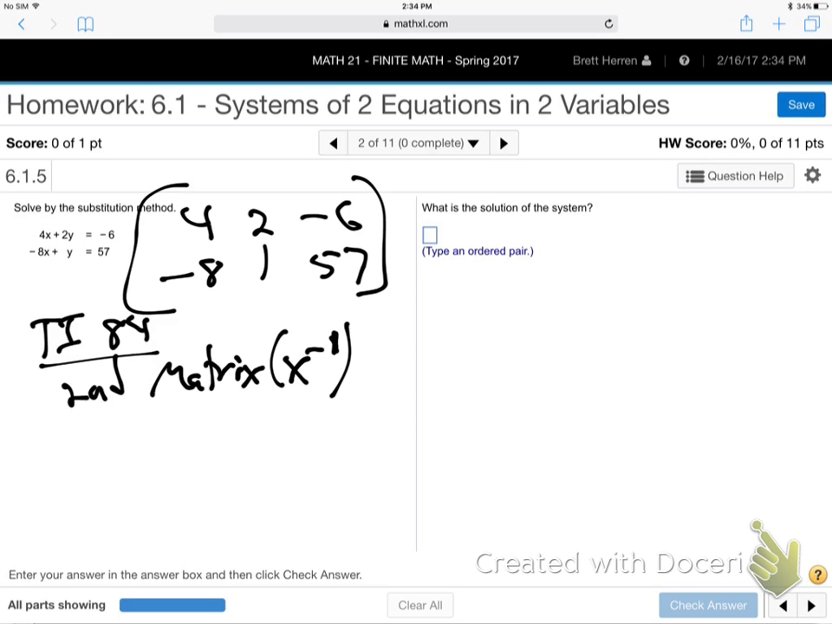We want to hit RREF. And I don't know where that is. Second matrix. Oh, yeah, I do. Go over to math. Oh, yeah, it's okay. I'm changing my mind again. So go back into second matrix. Go over to the middle menu. There's names, math, and edit. Go to the middle, the math one.